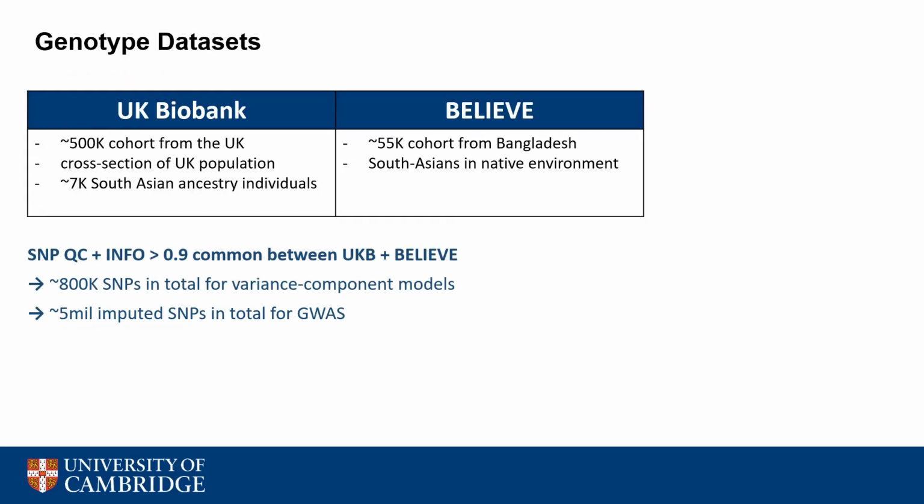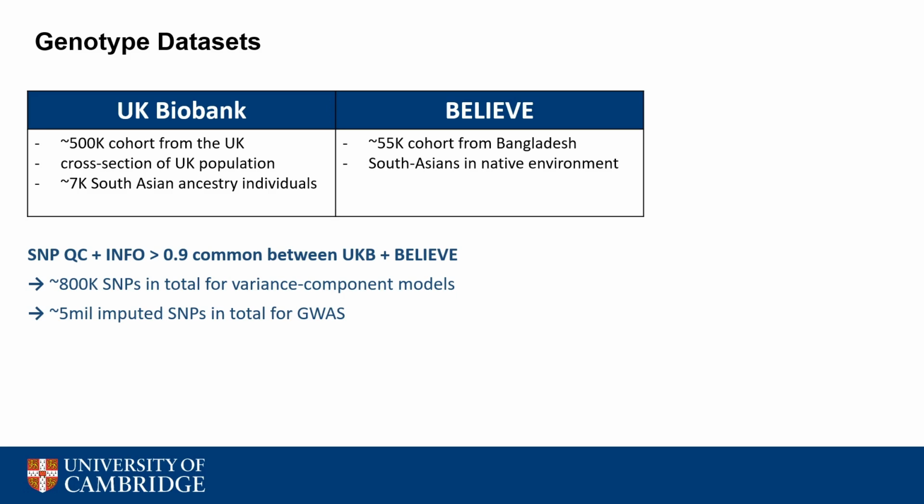With respect to the data, I had access to two studies. The first was a well-known cohort of the UK Biobank, which comprises 500,000 individuals that gives us a cross-section of the UK's current population. There were around 7,000 individuals of South Asian ancestry in this dataset, as I will describe in more detail on the following slide.